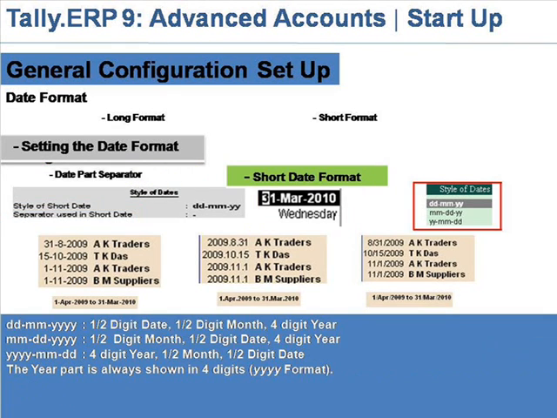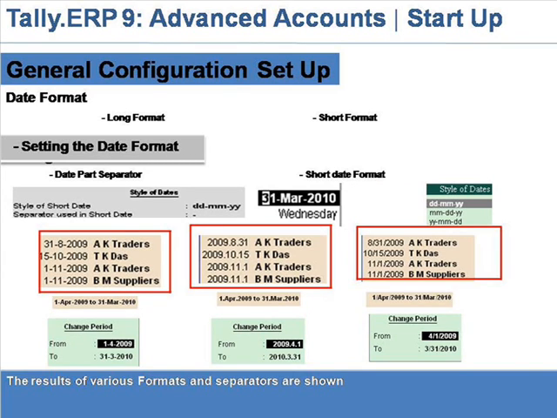Short date formats. DD-MM-YY: first the 1 or 2 digit date, 1 or 2 digit month, 4 digit year. MM-DD-YY: first the 1 or 2 digit month, 1 or 2 digit date, 4 digit year. YY-MM-DD: first the 4 digit year, 2 digit month and 2 digit date. The year part is always shown in 4 digit format. The results of various formats and separators are shown.